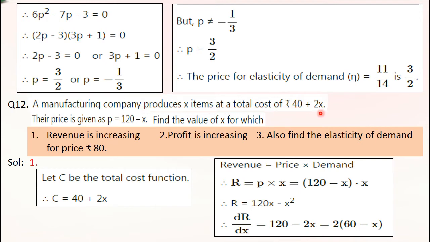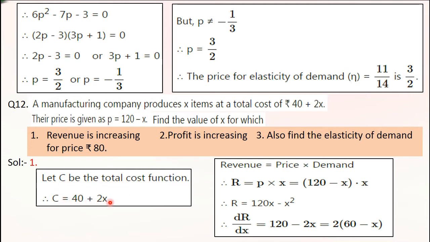Their price is given as P is equal to 120 minus x. Find the value of x for which revenue is increasing and profit is increasing. Also, find the elasticity of demand for price is equal to 80. So the first one we will consider first, that is revenue is increasing. Let C be the total cost function. C is equal to 40 plus 2x.